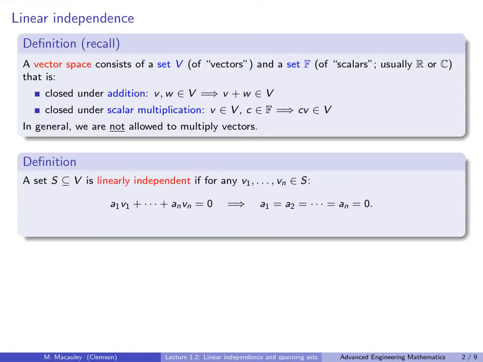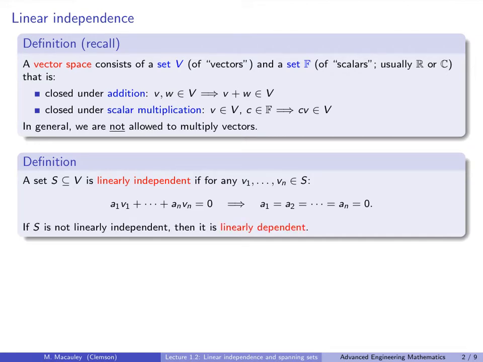Here's a new definition for this time. A set S of V, so a set of vectors, is linearly independent if for any finite collection in that set, v1 up to vn, this condition holds. I'm going to call this henceforth a linear combination of the vi's. If a1 v1 plus ... an vn equals 0, that can only happen when all of the coefficients are equal to 0. That's what it means to be linearly independent.